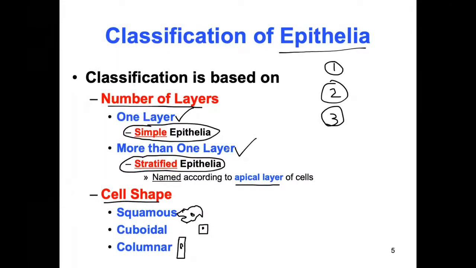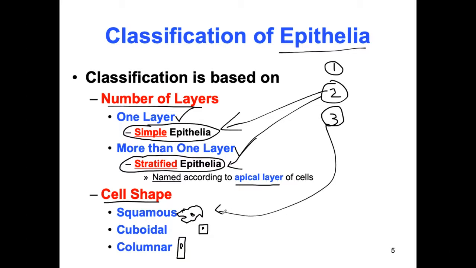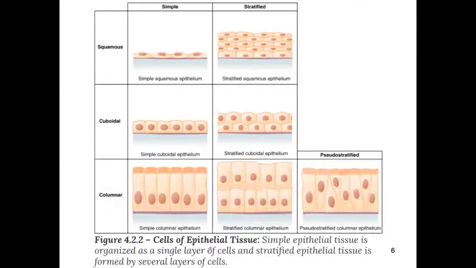So again, when we name epithelium, we have to ask ourselves three questions. First, we know it's epithelium if the cells are closely packed together. If it's one cell layer, we refer to it as simple. If it is multiple layers, then we refer to it as stratified. And then we ask, what is the shape? It's either going to be squamous, cuboidal, or columnar.